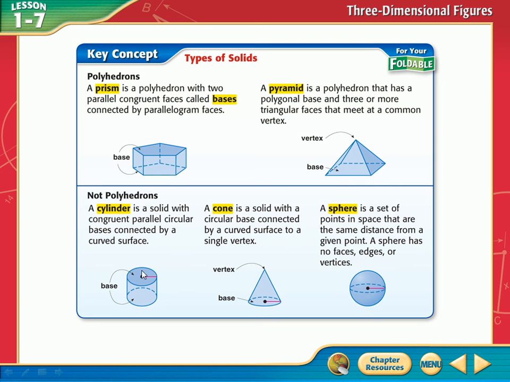Look at these. See, that has a curve? It's a circle. This is curved. It's got a circle. This is curved. It's got a circle. These are not polyhedrons. Polyhedrons are only flat surfaces. They're flat. They're not curved. Does that make sense? All right. So that's what a polyhedron is. Let's take a look at this specific type of polyhedron.